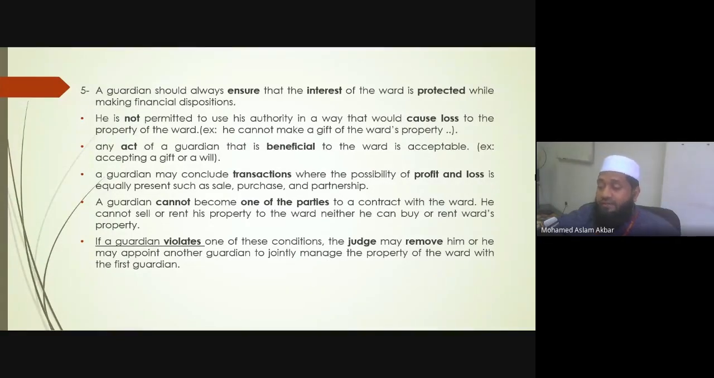If a guardian violates one of these conditions, the judge may remove him. If the judge comes to know that he is actually abusing the property, then the judge has all the right to remove his guardianship.